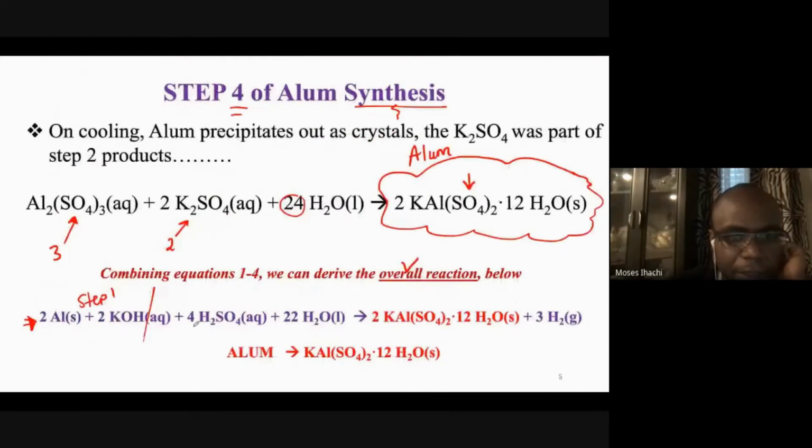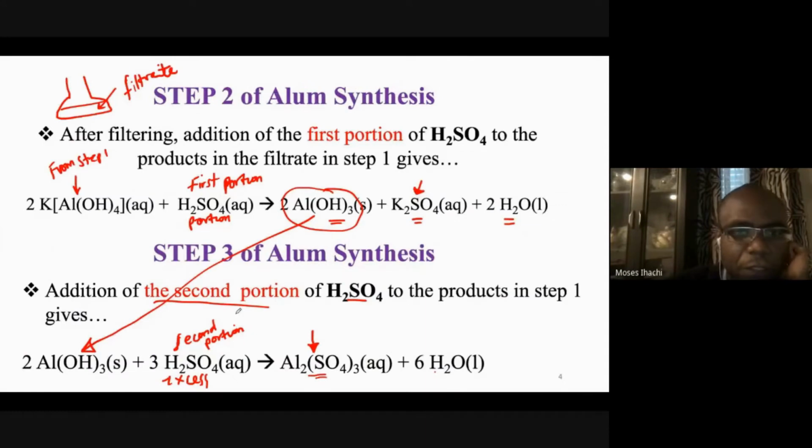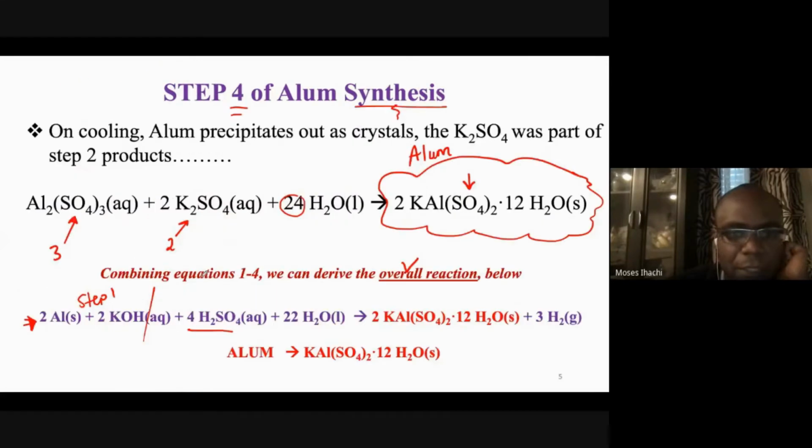So next it says 4 portions of sulfuric acid. Let's see where that came from. On the reactant side, we have 1 portion of sulfuric acid in step 2 and 3 portions of sulfuric acid in step 3. Add 1 plus 3, you get 4 sulfuric acids. That's how we have the 4 sulfuric acid.